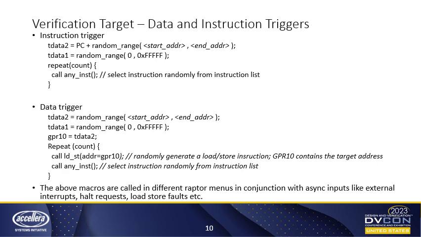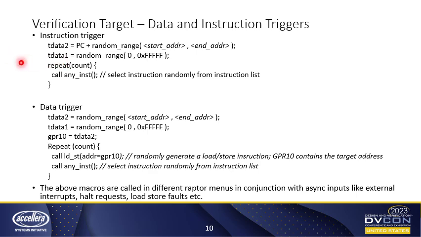Our next verification target is to verify data and instruction triggers. The core should be able to enter debug mode or be able to service debug exceptions correctly when certain load or store address or certain instruction address is hit by a trigger. In reality, the trigger could happen to any address under any circumstances or core configurations. In Raptor, we implemented the following macro functions to achieve invoking triggers during random time and under random core status.